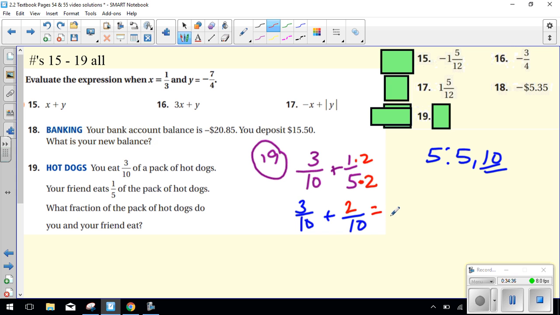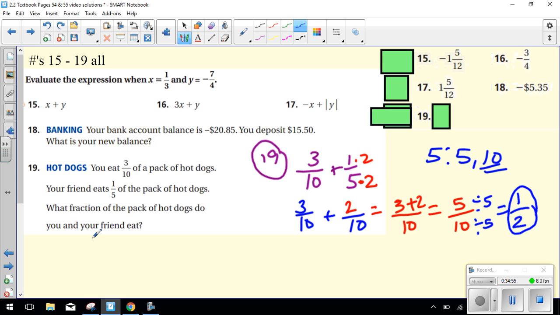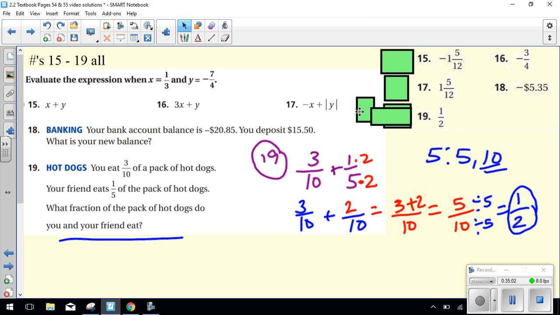So denominator is 10, numerator is 3 plus 2. So 3 plus 2 equals 5 over 10. Now we can simplify. We can divide both of these by 5, and we get 1 over 2. So what fraction of the pack of hot dogs do you and your friends eat? You guys ate half a pack of hot dogs. Okay, we are now moving on to number 20. Please pause if you need any part of this video.